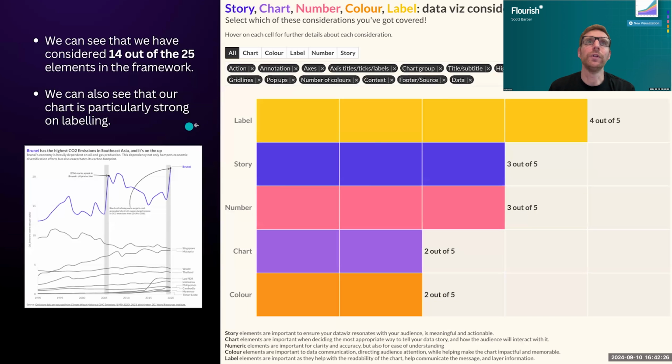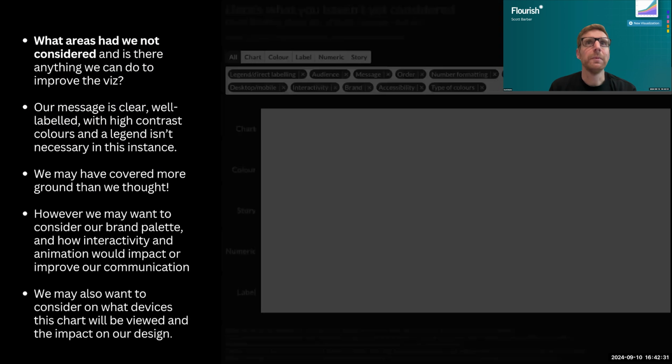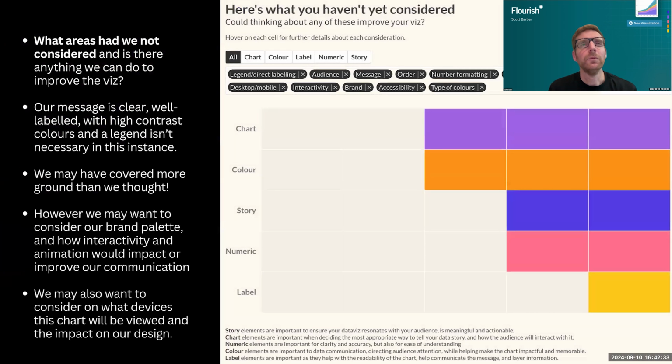So we've done pretty well on the labeling. We've done a lot of thinking about that. But there are some elements we maybe still want to think about. We didn't really think at all about whether we could make it interactive. We didn't particularly think about a palette or a brand palette there.